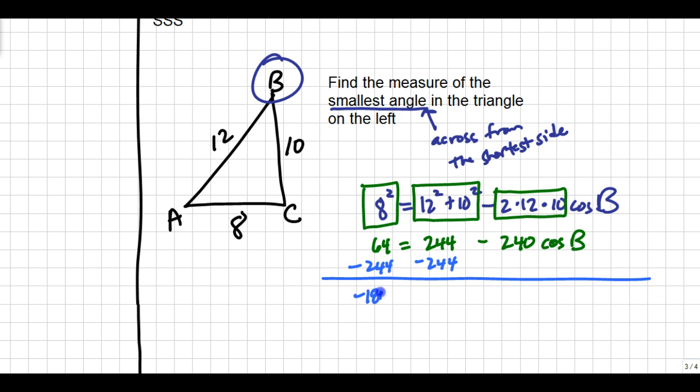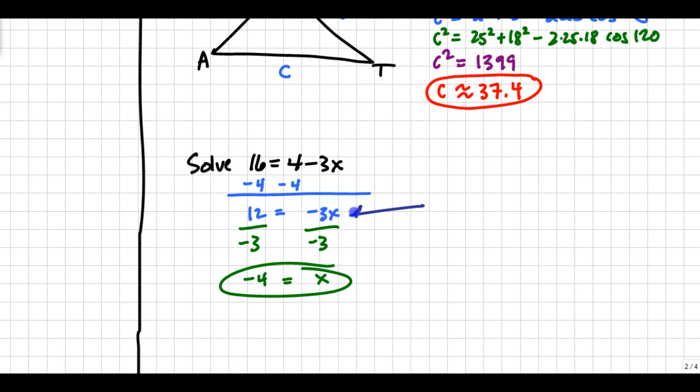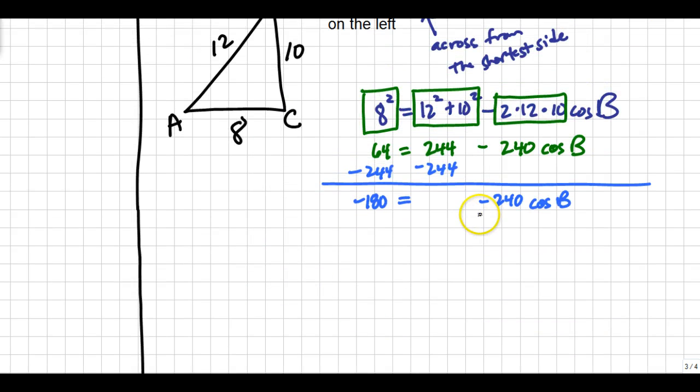When we do that, we get 180 on the left. Don't forget, bring down the negative. Now, to get b alone, we're at this step right here. We've got something next to the thing we're trying to find, so we're going to divide by that on both sides. So we're going to divide by negative 240. And when we do that, we get about 0.75 equals cosine of b.